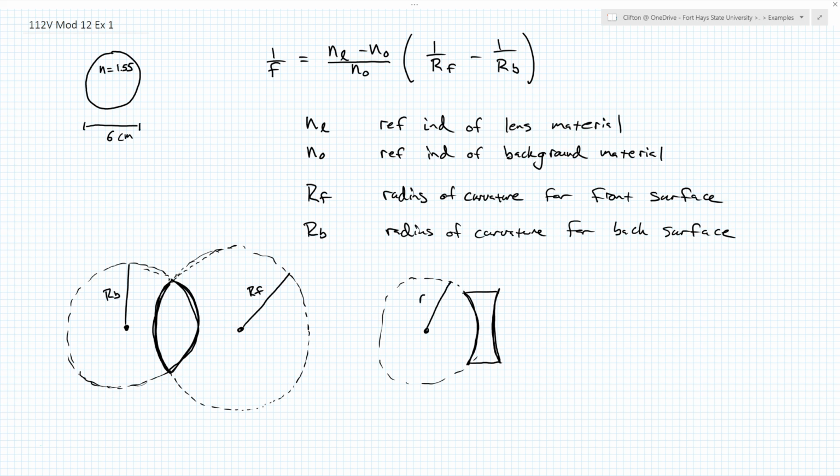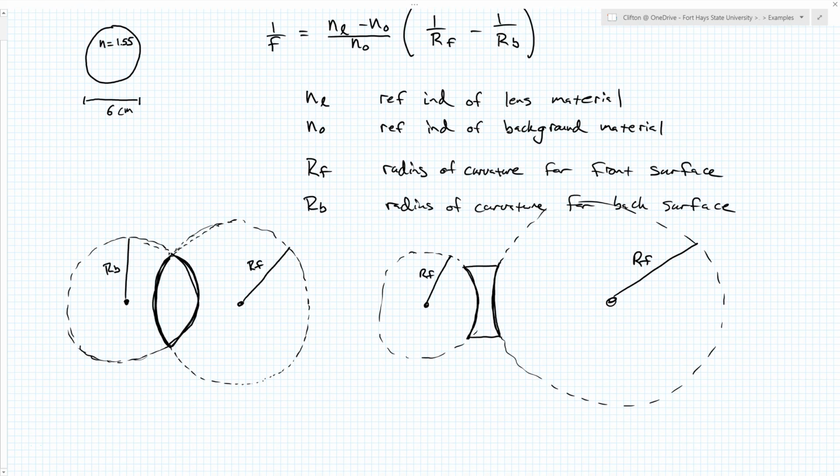So we'd have the front here, and the back here. Now, in order to tell the difference between these two, because we know that a convex lens is going to have a positive focal length and a concave lens is going to have a negative focal length. So if we want to use this formula to calculate what the focal length is, we have to have some way of accounting for the positive and negative focal lengths. And the way that we do that is we assign a positive and negative value to the radius of curvature.